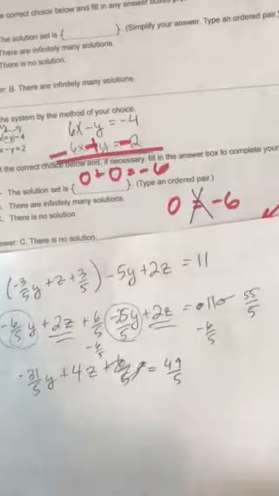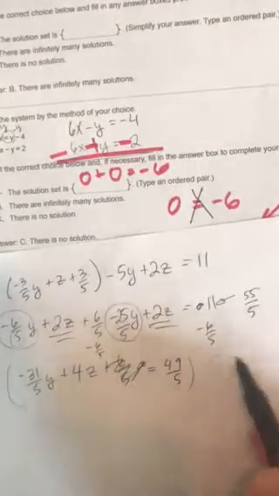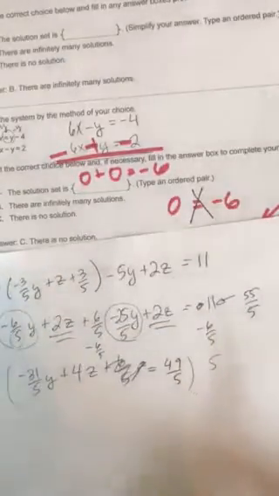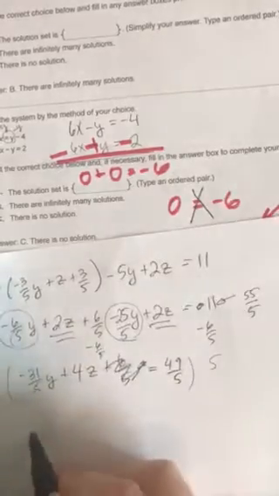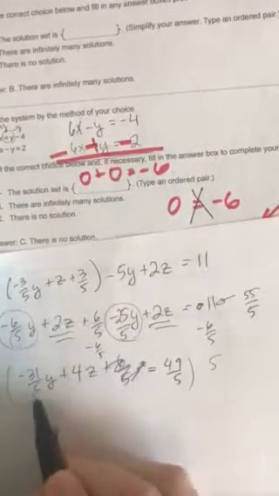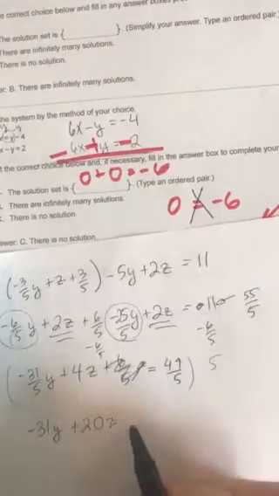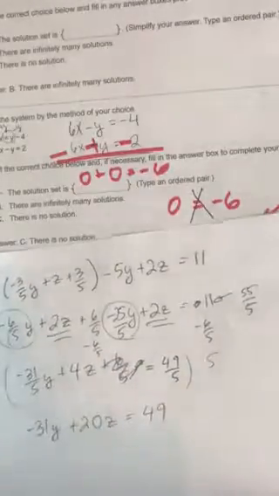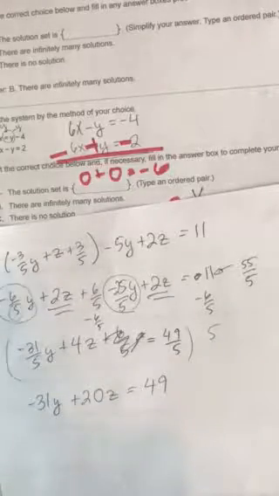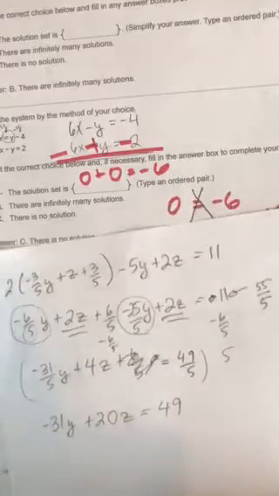Now we can make this simple, and I can just multiply everything by 5 to get rid of that if we want to. So if I did that, I'd have negative 31y, because the 5 would cancel. 4 times 5 is 20z, and then that's 49. So that makes it a little bit prettier. Okay, we're not quite halfway yet. This is kind of a longer problem.